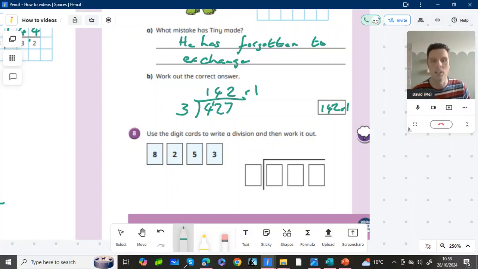Okay. And use the digit cards to write a division of your own. Okay. So now the trick is with this sort of thing, 538, because 8 is an even number, I know it will definitely divide by 2. So then I can do the answer. So 2 into 5 goes twice with 1 remaining. 2 into 13 goes 6 times with 1 remaining. 2 into 18 goes 9. So there's my answer, but I'm sure you come up with your own.